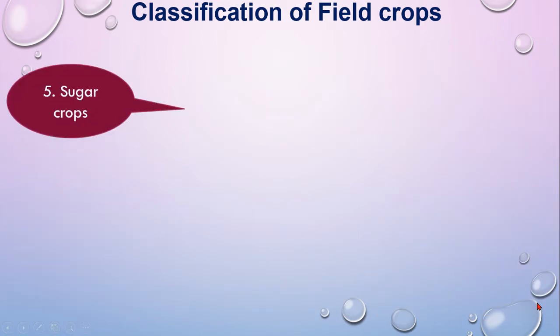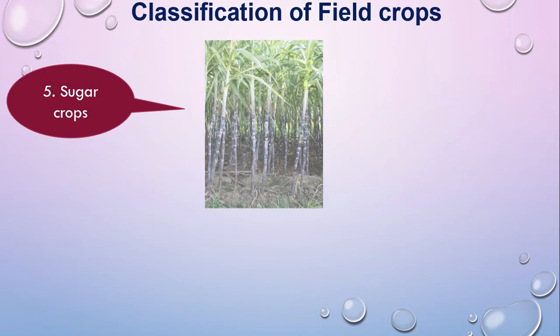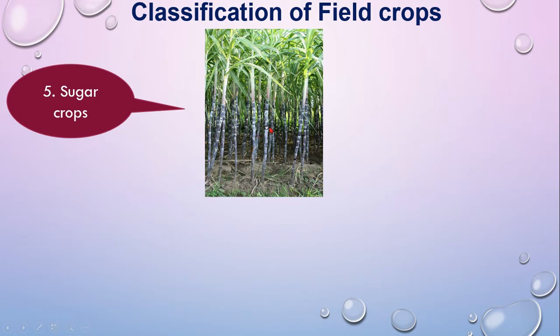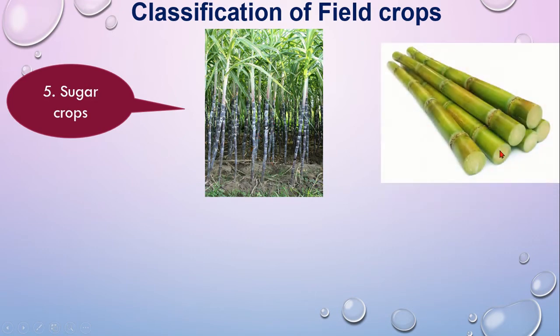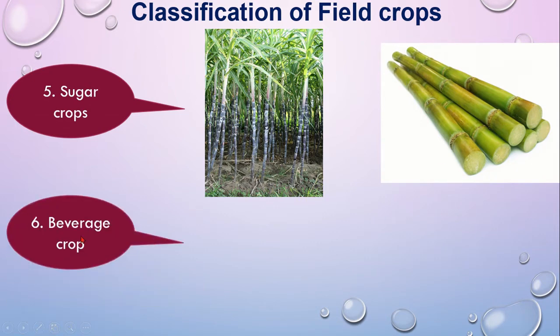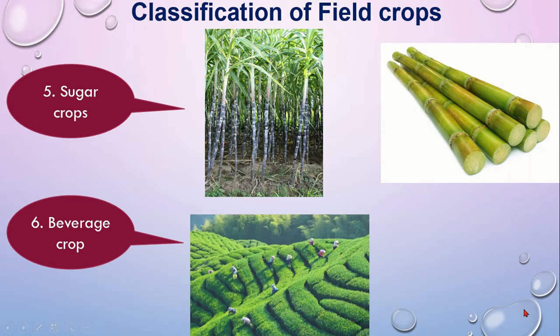Next one is sugar crops. That means sugar beet, date, then sugar cane, and this is all about the examples of sugar crops. So this is the sugar cane plant in the field, and this is the cutting of sugar cane individually. Next one is beverage crops. So what are beverage crops? Tea, coffee are called beverage crops.